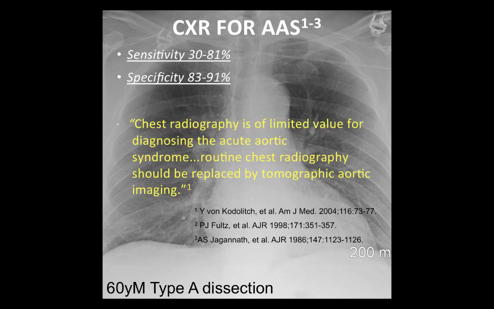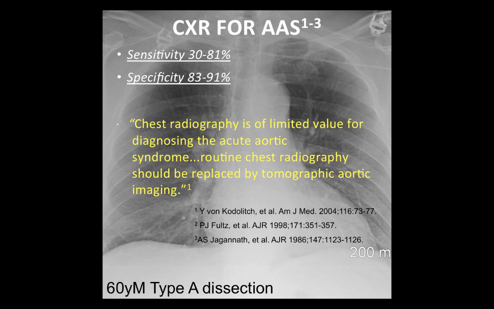In fact, there was a meta-analysis published in 2004 that described a very wide range of sensitivities and specificities for chest x-rays in the detection of acute aortic syndromes. The sensitivity and specificities were so broad that the recommendation of this meta-analysis is that chest radiography is of limited value in diagnosing the acute aortic syndrome, and routine chest radiography should really be replaced by tomographic aortic imaging.